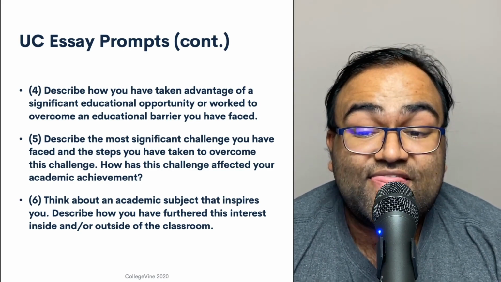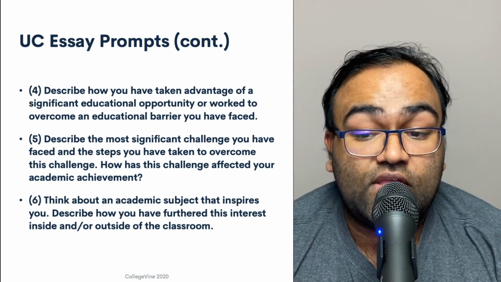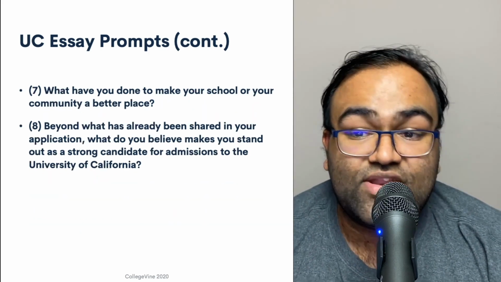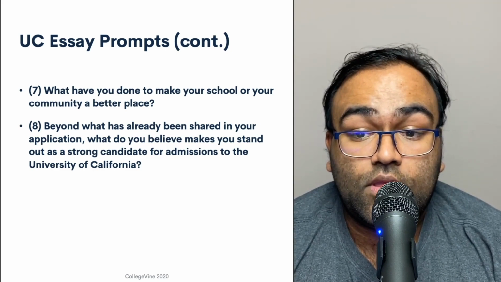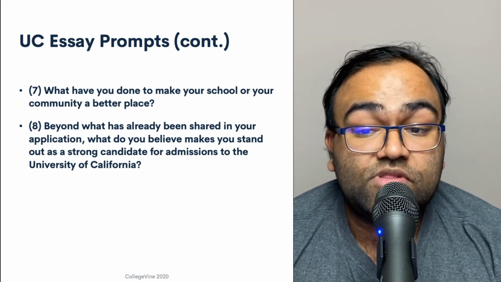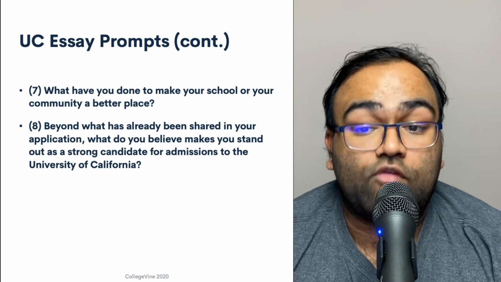Prompt number 6 is think about an academic subject that inspires you. Describe how you have furthered this interest inside and or outside of the classroom. Prompt number 7 is what have you done to make your school or your community a better place? Prompt number 8 is beyond what has already been shared in your application, what do you believe makes you stand out as a strong candidate for admissions to the University of California?